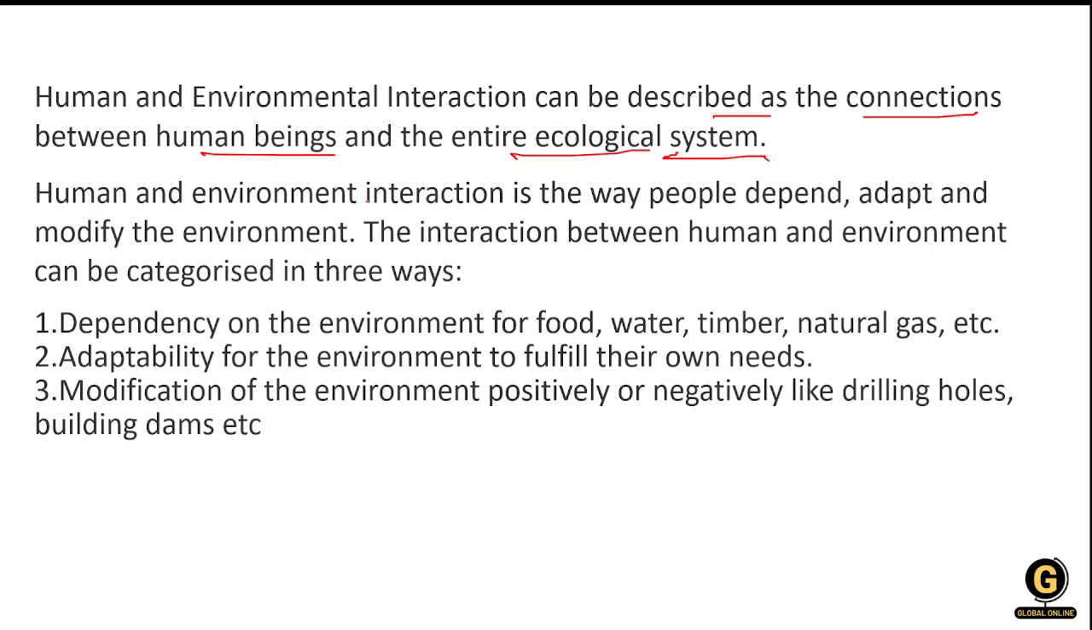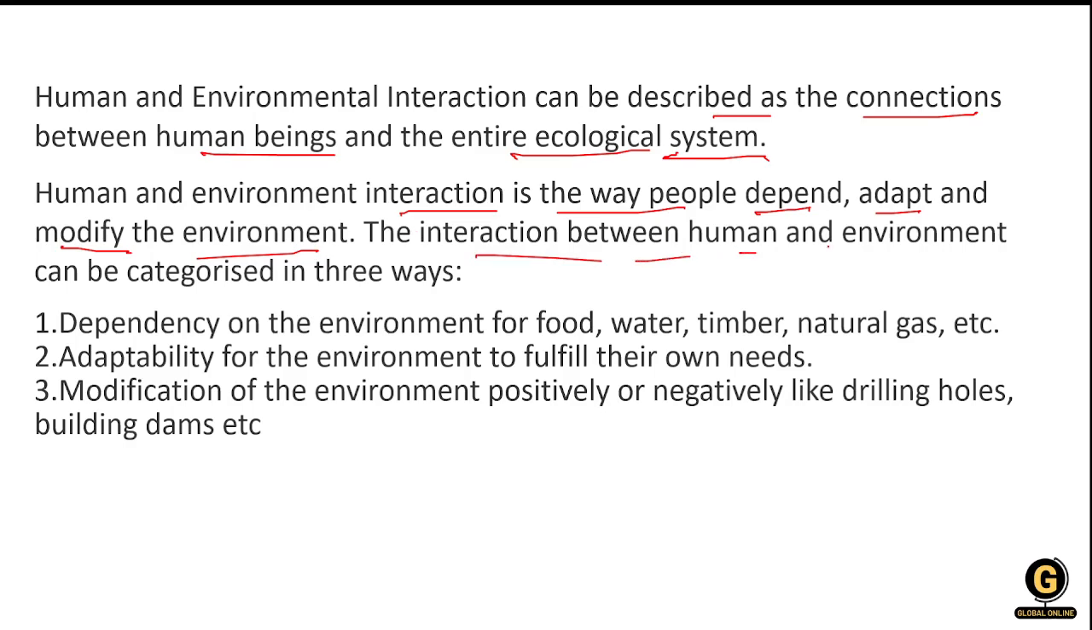Clear? Human and environment interaction is a way people depend, adapt, and modify the environment. Getting it? Please focus on this point. Human and environmental interaction is the main process where we people depend on, adapt to, and modify the environment. In that process, we face those things.